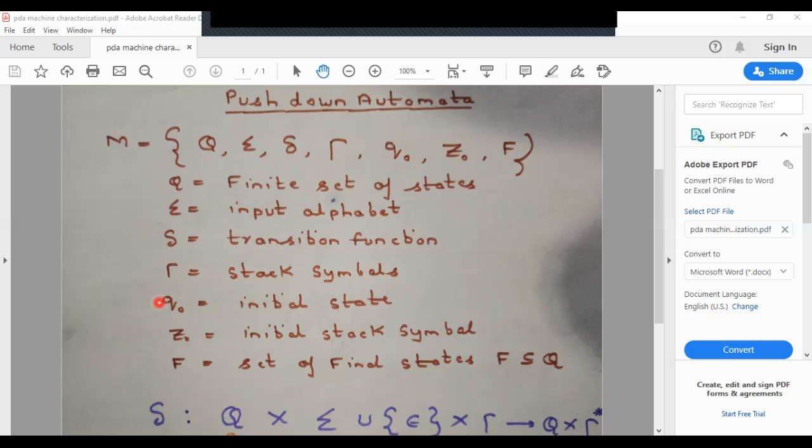The next one is q naught, which is the initial state. Actually it is the same as in the finite state machine. The next one is Z0. Z0 is the initial stack symbol. And the last one is F. F is the set of final states. F is a subset of Q. That means all the final states will be a subset of the total number of states, that is, the finite set of states. Sometimes in the PDA we don't have a set of final states. Even the string can be accepted without any final state.